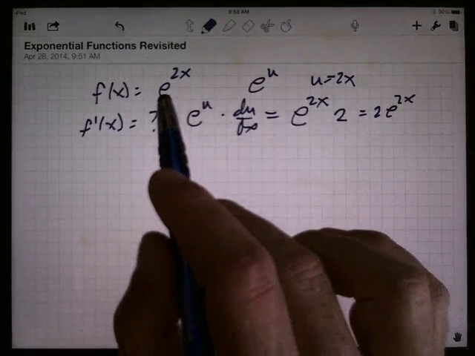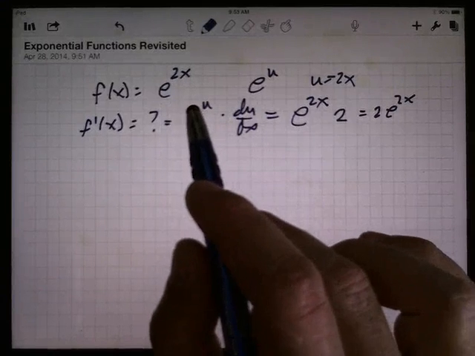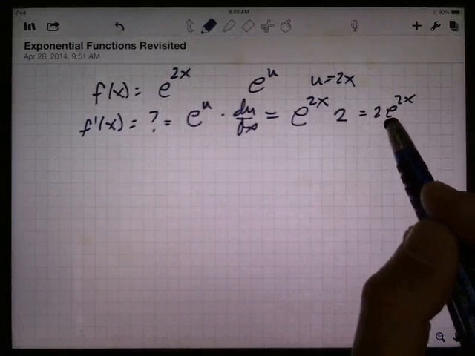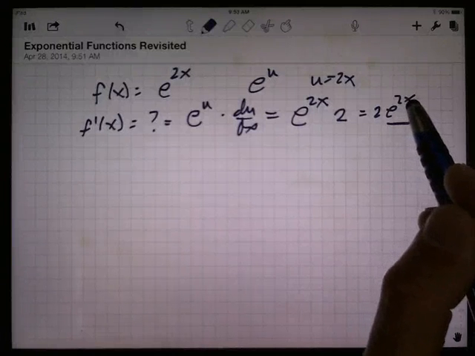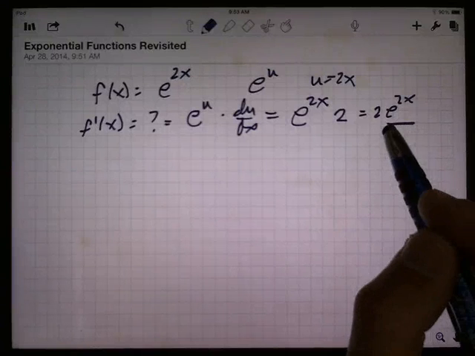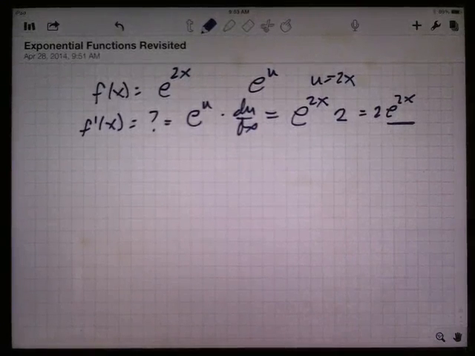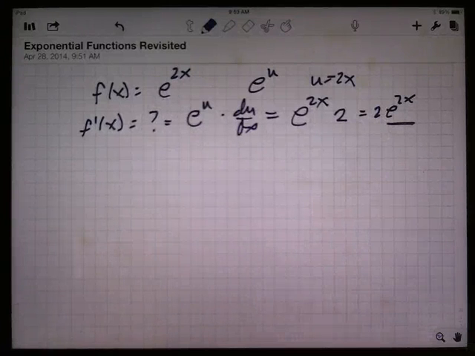Essentially, I've taken the derivative of the outside function, leaving the inside alone. To take the derivative of e to the x, you don't do anything. It's just e to the x. So there's the derivative of the outside function, leaving the inside alone. But then I multiply by the derivative of the inside. And the inside function here is 2x, and its derivative is 2, sitting right there. Okay. So the derivative of e to the 2x is 2e to the 2x.